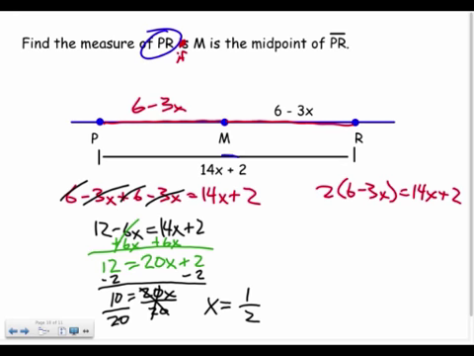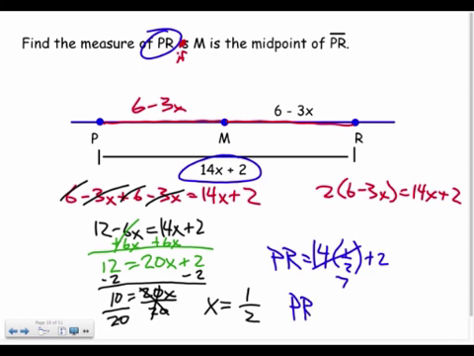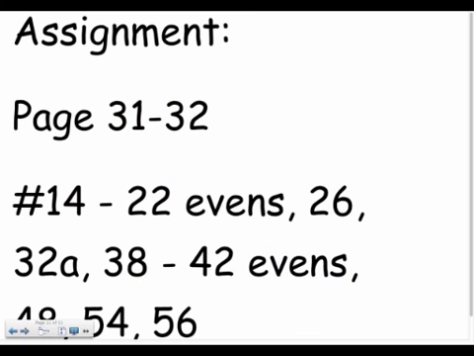Well, what is PR? PR is 14x plus 2. So now I got to plug in 1/2 for x. So 14 times x, which is 1/2, plus 2. Well, half of 14 is 7, and 7 plus 2 is 9. Any units? No units? Done. Okay, so just setting up your algebra, setting up an equation, and going through and solving. There you go. Kind of a quick review on our distance and midpoint formulas.